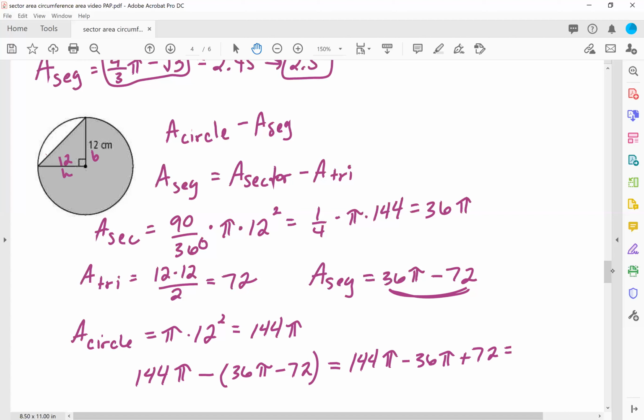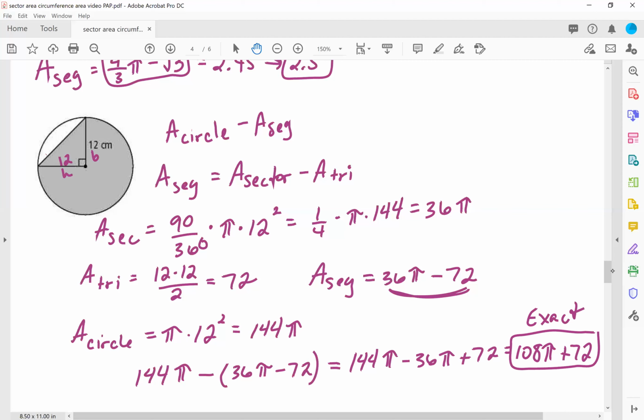And so now I'll simplify. I do 144 minus 36, because those both have pi. They have pi, you subtract or add. Okay, it's combining like terms. So I have 108 pi plus 72. So 108 pi plus 72, this is the exact answer.